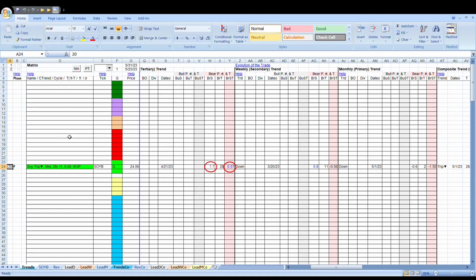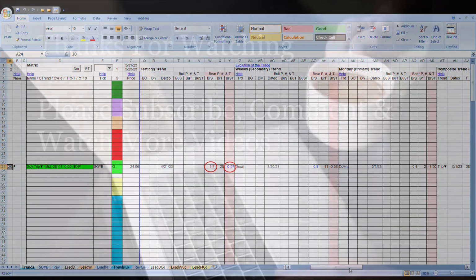Now, what does this all mean? First of all, it means the monthly trend is flipped down. You can see it right here. It's got a two count, and you can see the metrics. So this is the price cycle and the time cycle. They're well below zero, so this is an early.